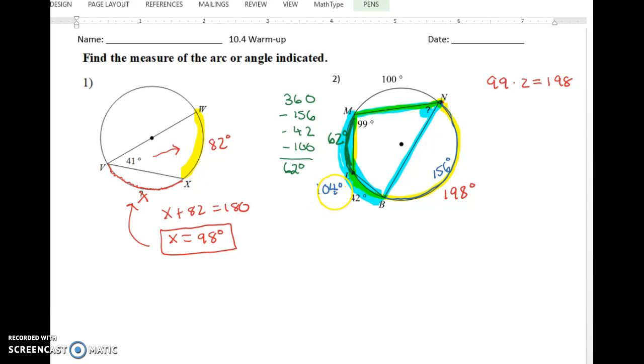So if this is 104, then this unknown angle here is going to equal half of this. So 104 divided by 2 is going to be equal to 52 degrees. So this angle here is 52 degrees, okay? And that's, I would say, the trickiest problem that you'll see.